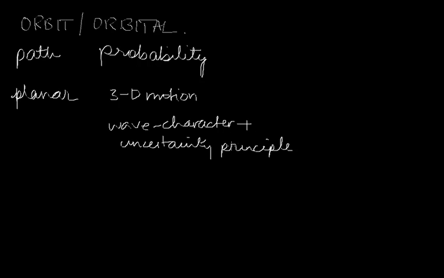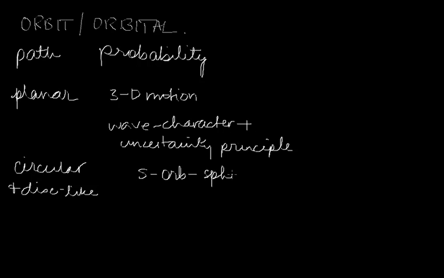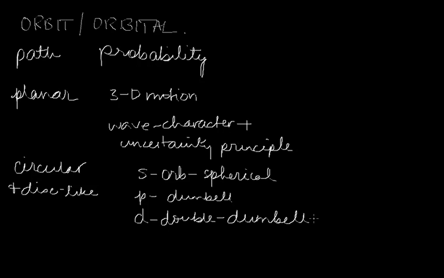Number four, all orbits are circular and disc-like. So basically, orbit is just describing the motion, right? Again, it's not a physical entity. So all the orbits are described as circular and disc-like. However, orbitals have different shapes. So S orbital has spherical shape, P has dumbbell shape, G has double dumbbell shape, and so on. Right? So there are differences in shapes there as well.